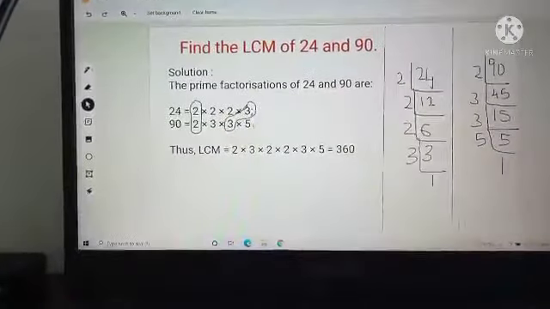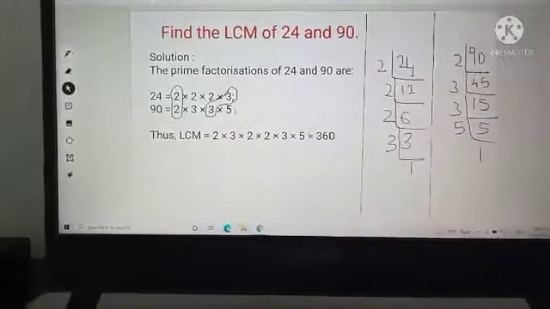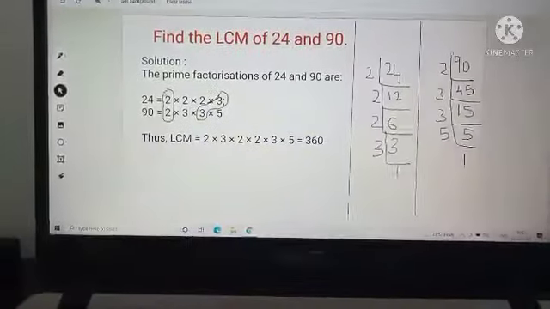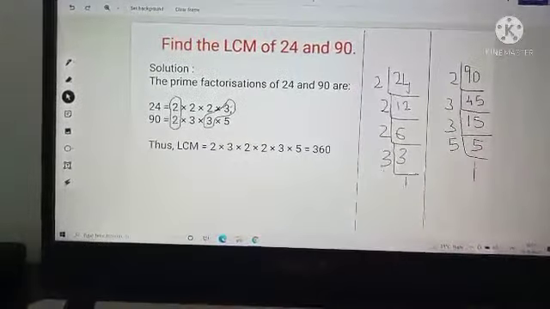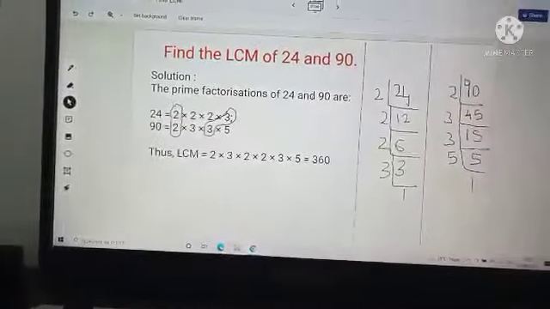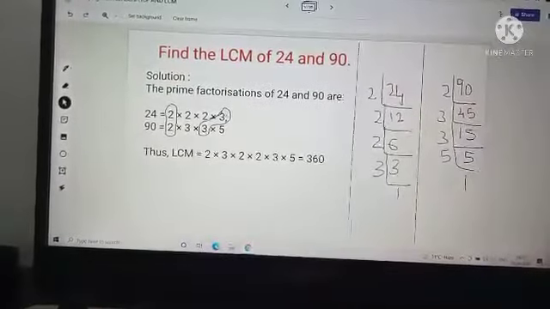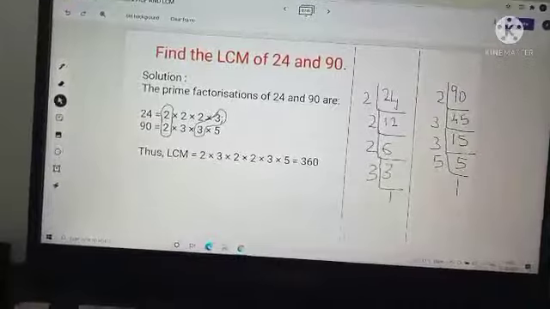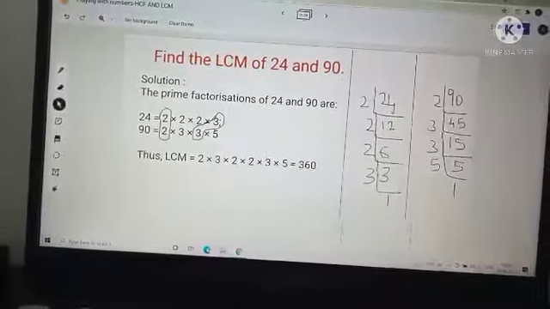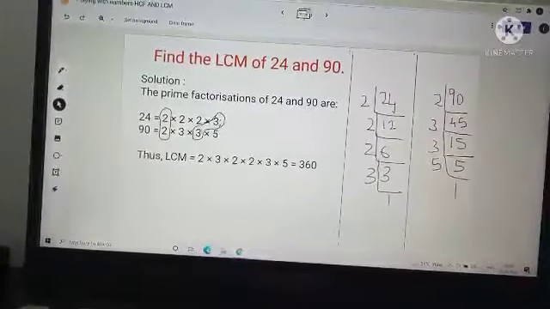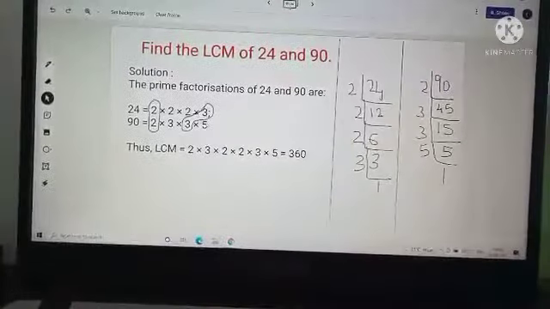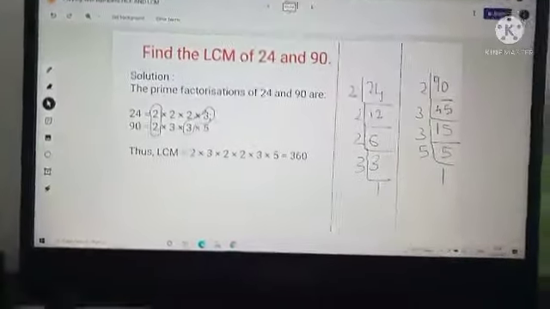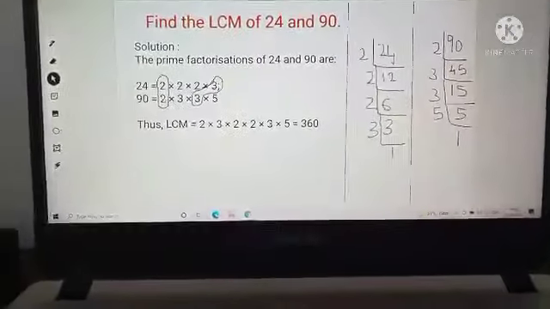Thus the LCM is what? We will first take the common factors. Here 2 and 2, they are common. That I make in a circle. And 3 and 3, they are also common. That also I encircled. So this 2 is in a pair and 3 also is in a pair. Any other pairs possible here? No.